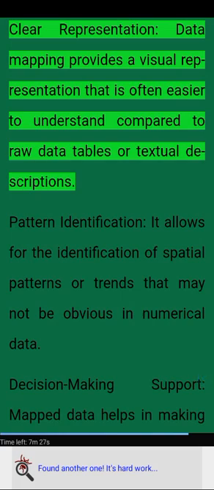Advantages of data mapping. Clear representation. Data mapping provides a visual representation that is often easier to understand compared to raw data tables or textual descriptions.